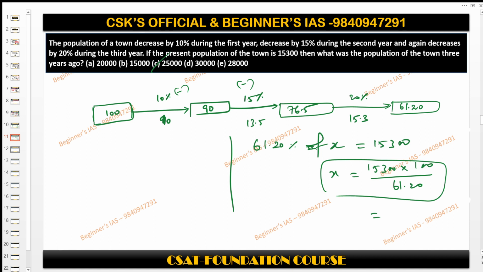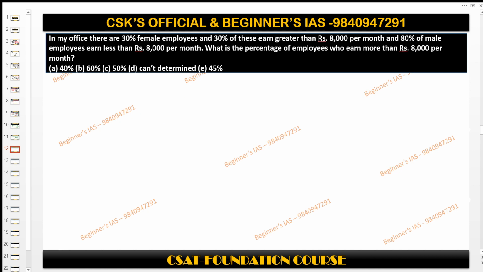So now next question. Check this question. In my office there are 30 female employees. 30% of these earn rupees. Please go through the question very carefully and try. A lot of understanding is required to solve this kind of problem.